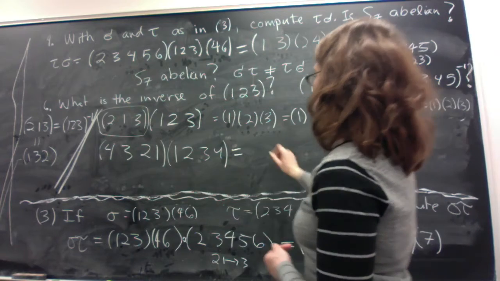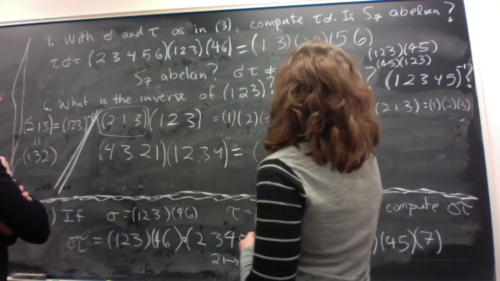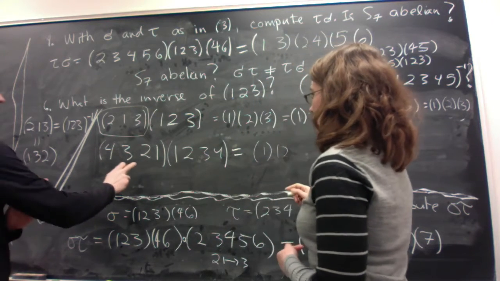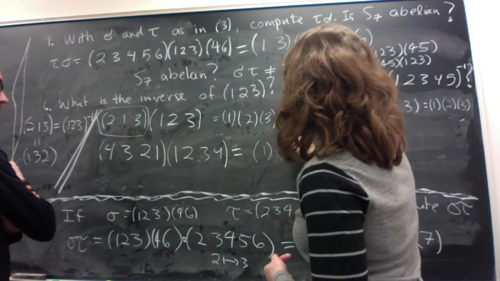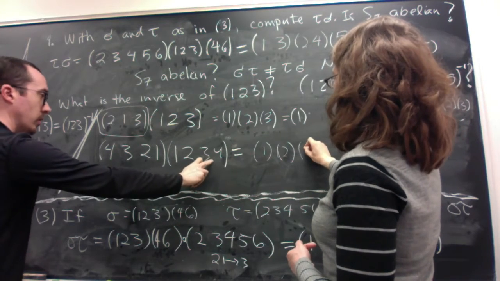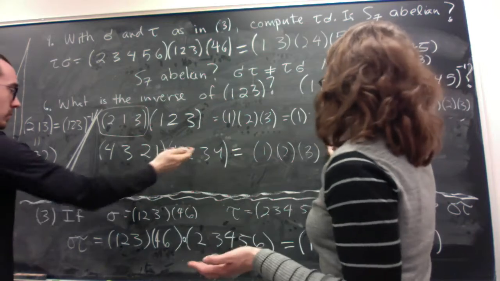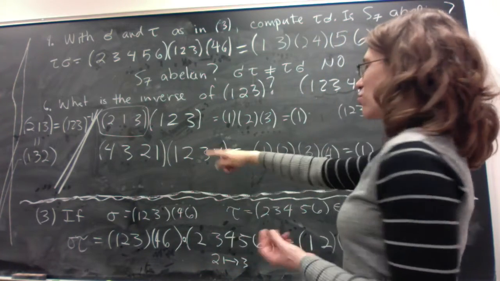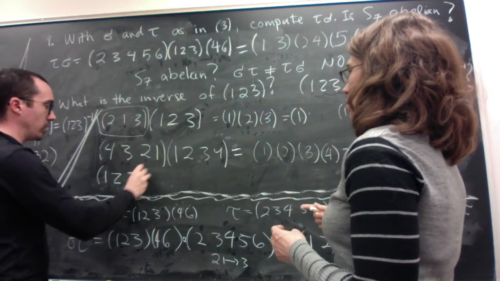Okay, so here 1 goes to 2, and here 2 goes to 1. So we have 1, then 2. 2 goes to 3. 3 goes to 2. 3 goes to 4. 4 goes to 3. Great. And then 4 can only go to 4. Okay, so this is also the identity. And I guess we should check it the other way also. Yeah, just to be safe. (1 2 3 4).